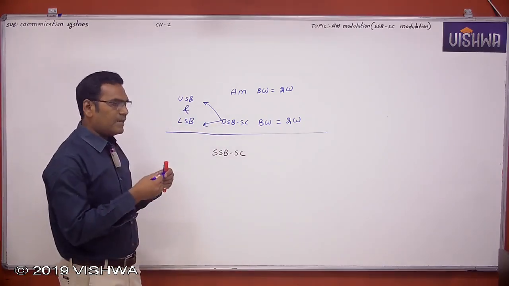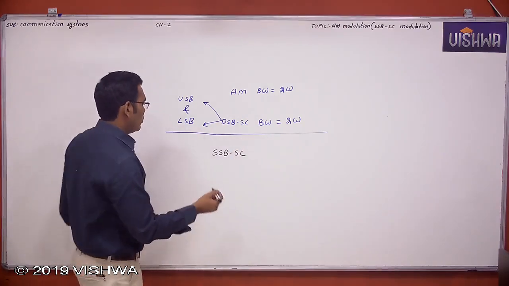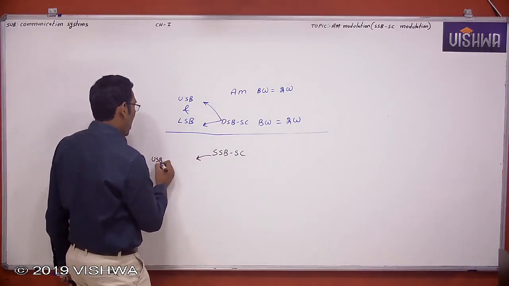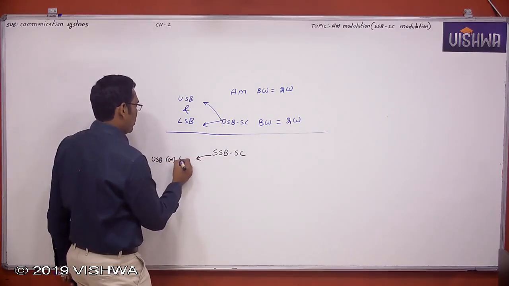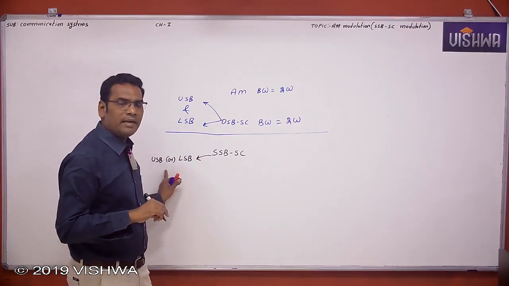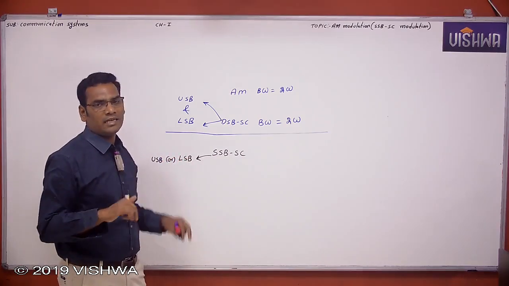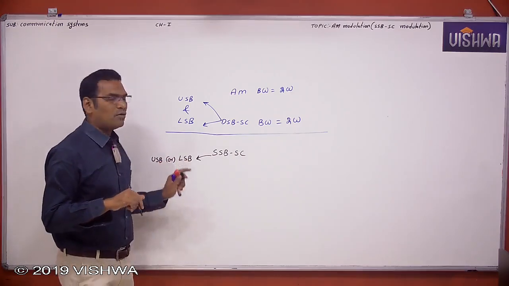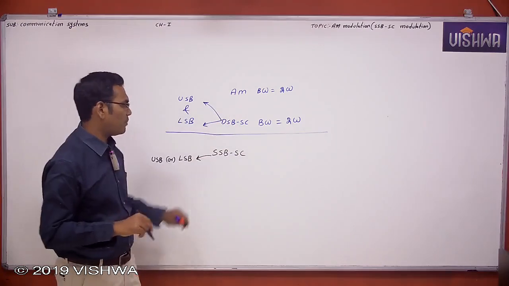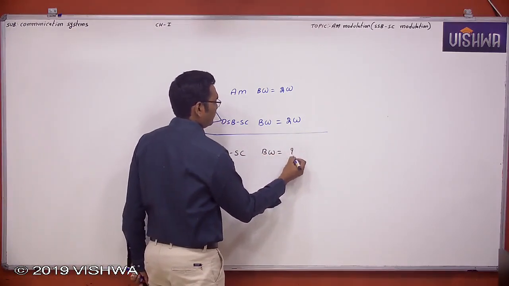But in single sideband, what I am going to do is to minimize the bandwidth. So here, upper sideband or lower sideband, only one sideband. Whether upper sideband or lower sideband, only one sideband is transmitted through the channel at a time. Both are symmetrical, not a problem. Only a single sideband, and the carrier is already suppressed. So what should be the bandwidth?